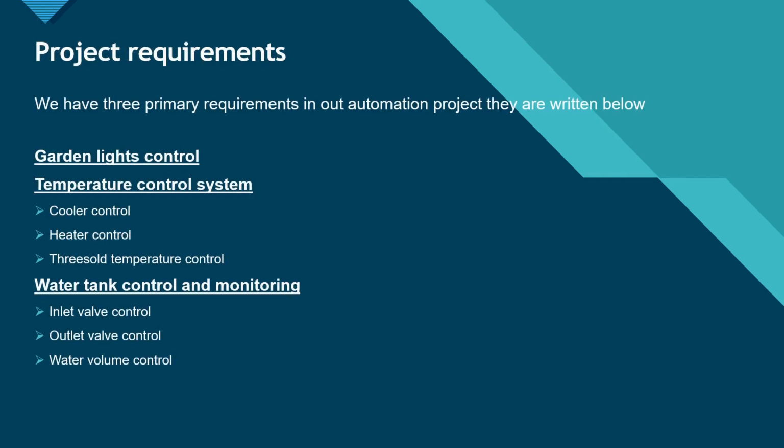These are our project requirements. We are having three primary requirements in our system: garden lights control, temperature control system, and water tank control and monitoring. Garden lights we will be controlling based on the sunlight that has fallen on the LDR surface. Temperature control system: cooler control, heater control, and threshold temperature control. And under water tank control, we are having inlet valve control, outlet valve control, and water volume control.